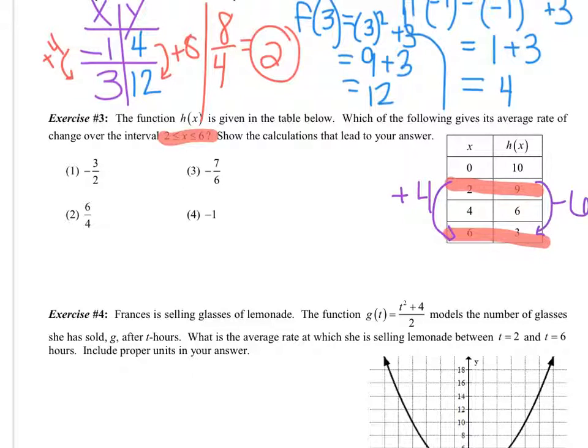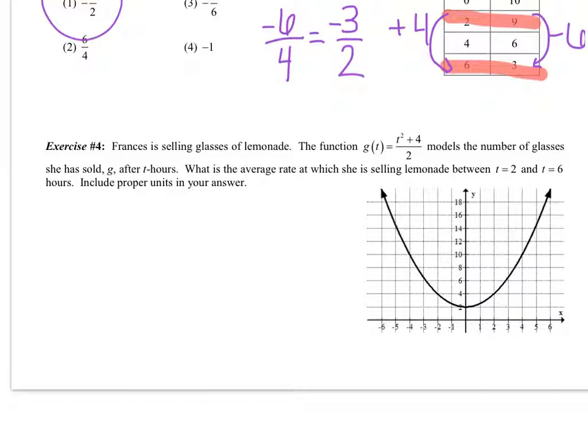So to calculate this average rate of change, this would be -6 divided by +4, which isn't one of my answer choices. But wait a minute. Looks like I can simplify this. I can divide each of those numbers both by 2 to get -3/2, which is answer choice 1.